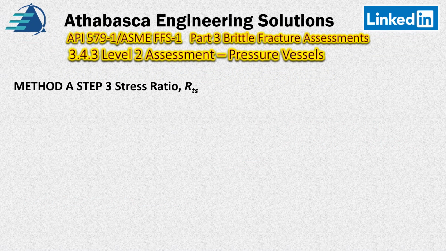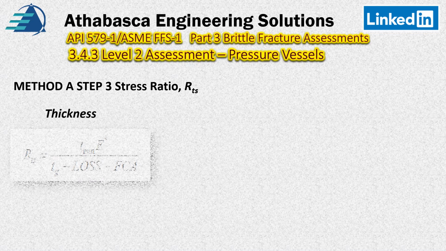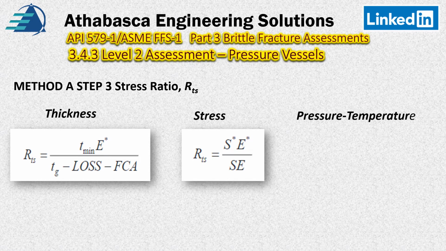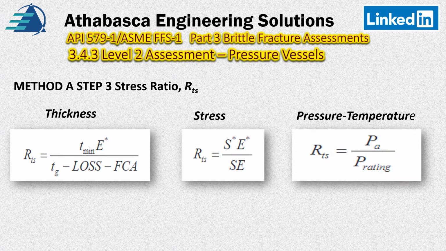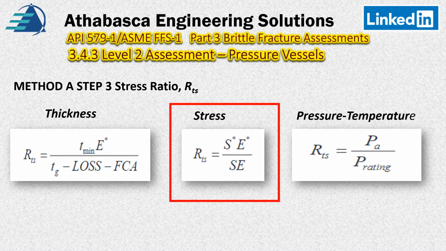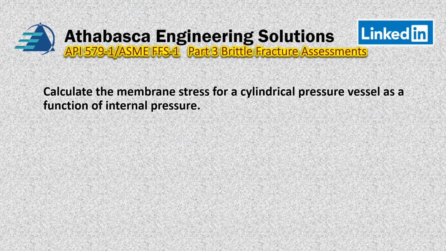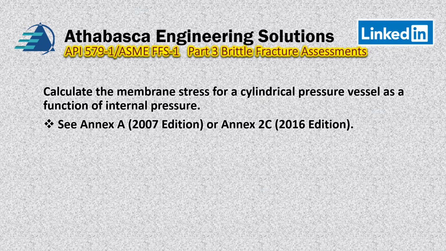Method A, step 3, where we involve a stress ratio based on thickness. So we've got a thickness ratio, we've got a stress ratio, and we've got a temperature pressure ratio. And in this case, we're going to be using the stress analysis. So we're going to calculate the membrane stress for a cylinder as a function of internal pressure. And we're going to use Appendix A for the 2007 or the Annex 2C for the 2016.